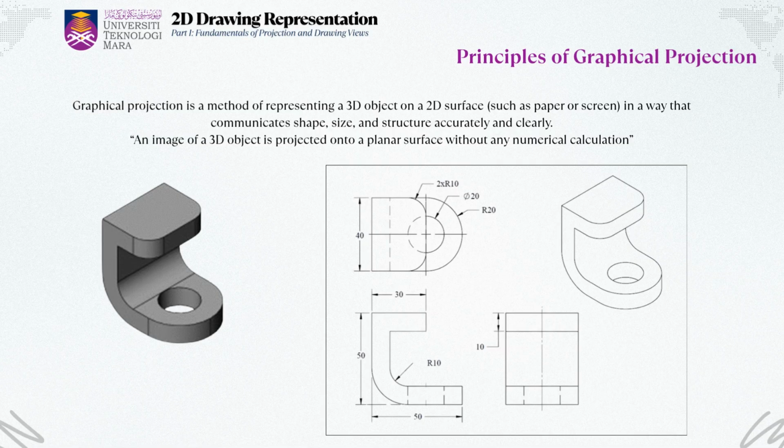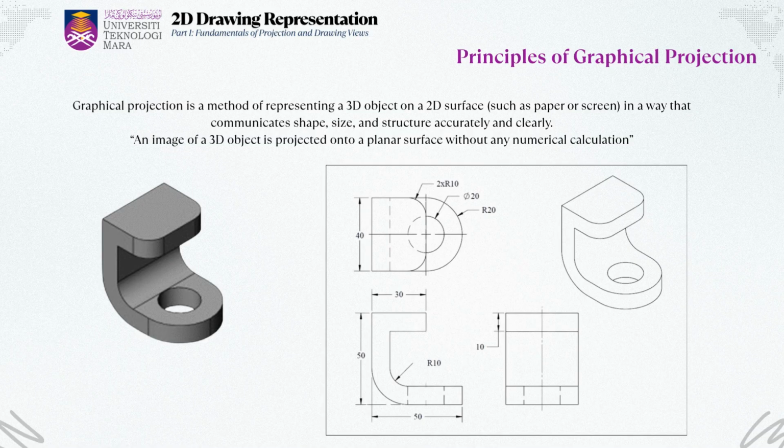Now let's begin by understanding the principles of graphical projection. At the heart of technical drawing lies this very important idea: How do we take a 3D object and represent it clearly and accurately on a flat piece of paper or computer screen? That's where graphical projection comes in. Graphical projection is basically a method of flattening a 3D object onto a 2D surface so that we can communicate its shape, size, and structure without needing to calculate complex formulas. It's visual, and it's logical. Instead of imagining numbers, we use lines and views to represent the object from different angles.